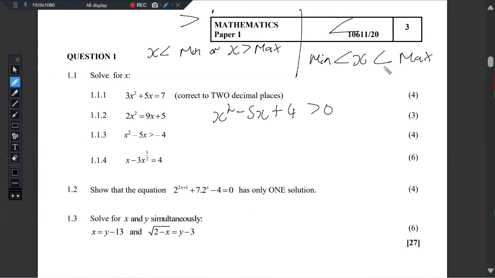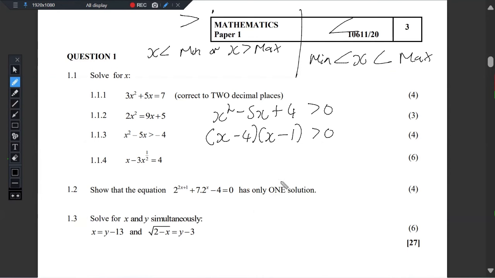Those are tricks that you need to know when dealing with this so that you are able to answer quickly. And then, okay, this one, it's not much of a challenge to factorize. It's just x minus 4 and then x minus 1, then greater than 0.